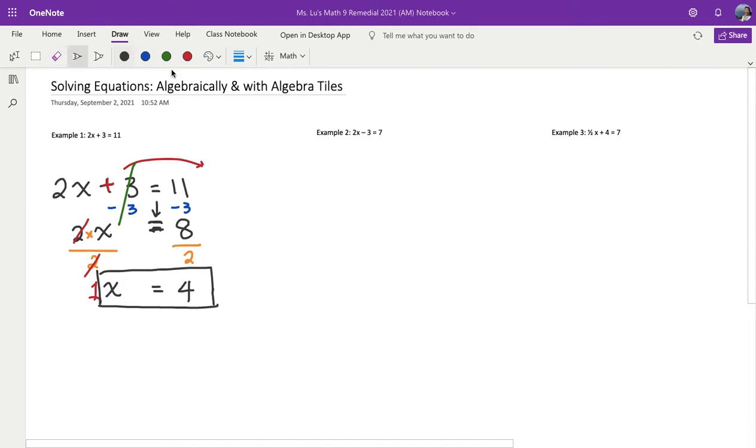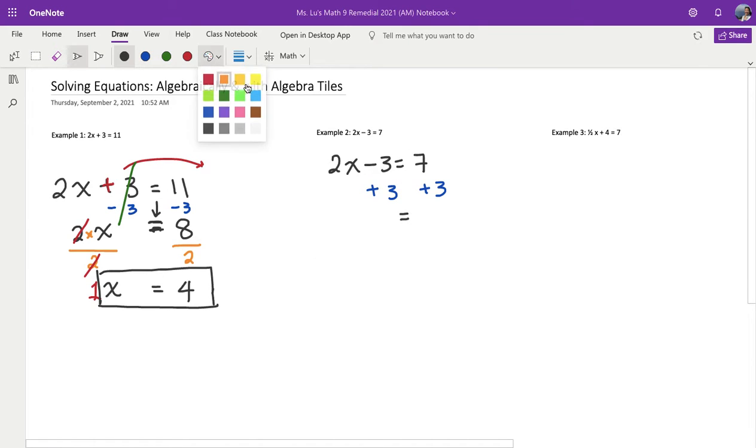Okay? Same thing with this one. I'm just going to quickly write down this first, and then we're going to show you how to do this with algebra tiles. So one thing we can do here is the opposite or the inverse operation of minus is addition. And I'm going to just make some room here. I'm going to write this vertically. You can see this is vertical. Here, I just want to show you that this is a vertical way, okay? So we're going to write vertically, okay?